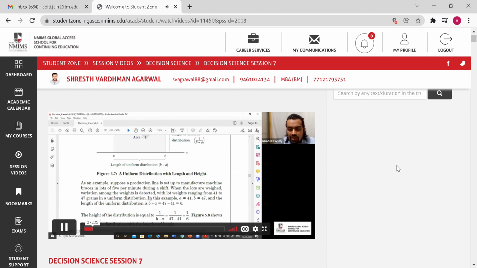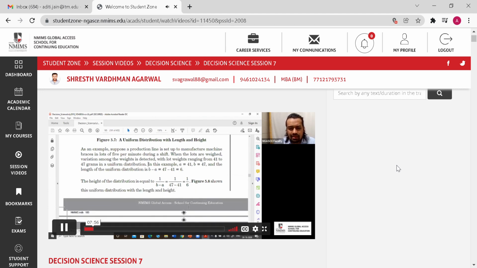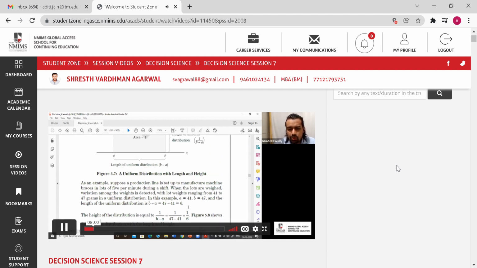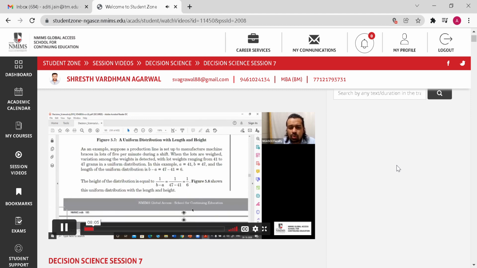So when they measure the weight after manufacturing the item in one production run, they found a variation in the weight of items taken from that particular production run. The range of variation in the weight starts from 41 to 47, so we can say that 6 gram is the discrepancy. Don't label it allowable limit, but noticeable variation.